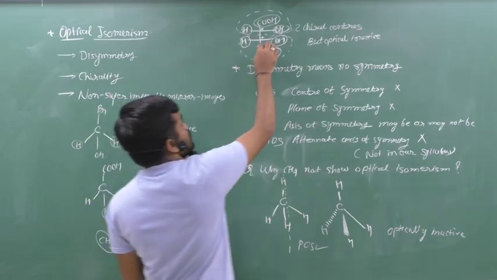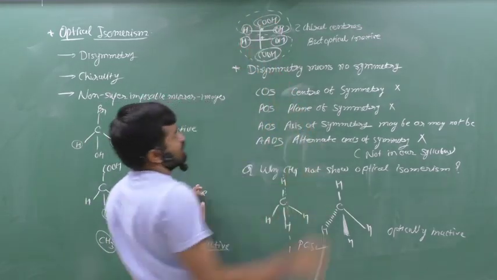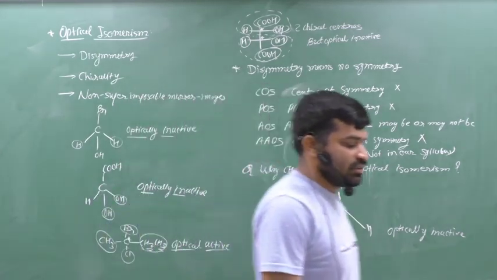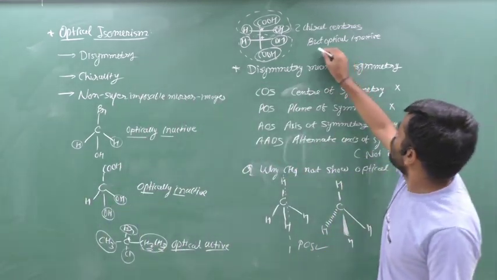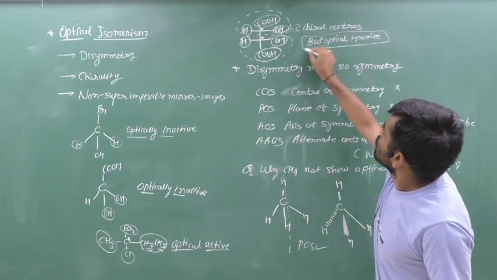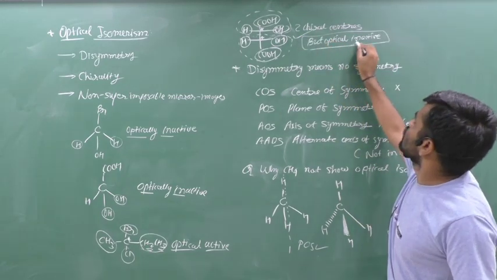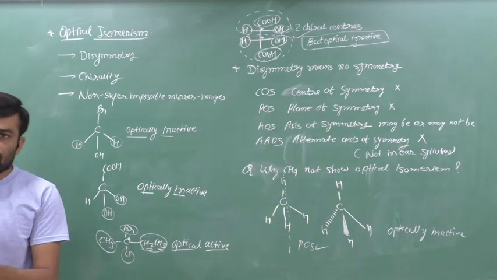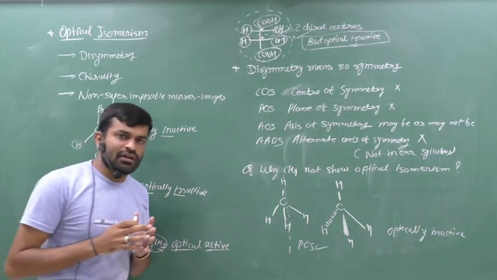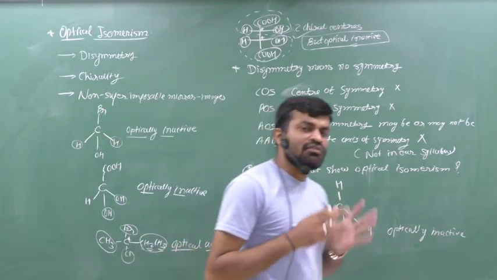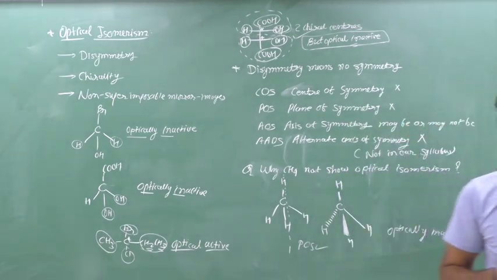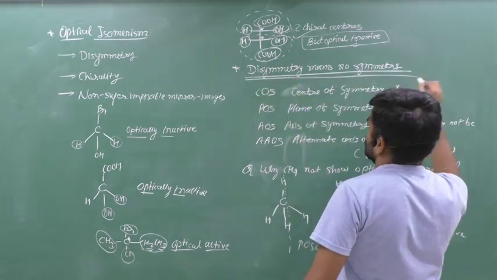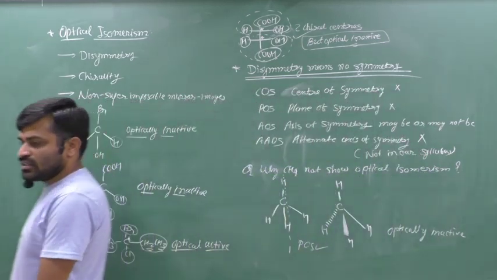Therefore you can say that this compound has two chiral centers, but we cannot say that it is optically active. This compound is optically inactive. It has two chiral centers, but it is optically inactive. Then the question is why? If a compound has chiral centers, then why is it optically inactive? Then we have to think about the dissymmetry.